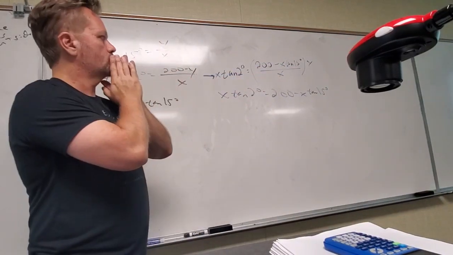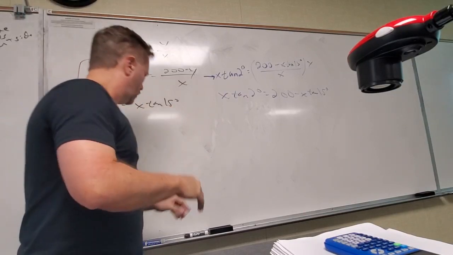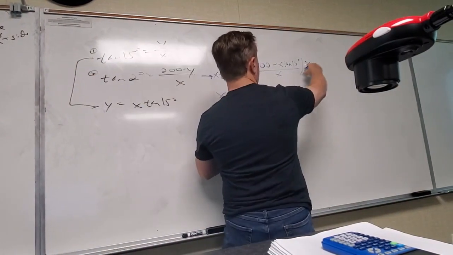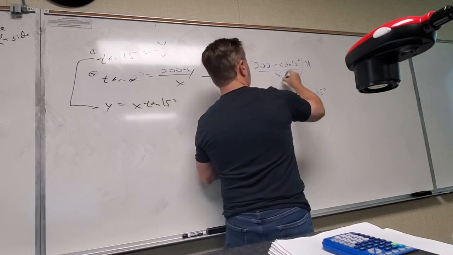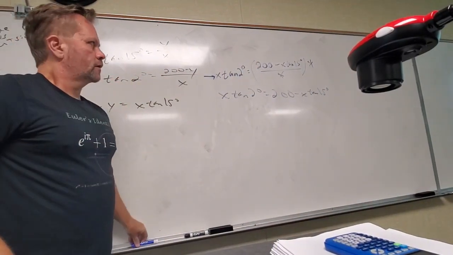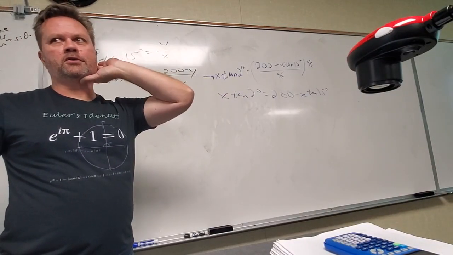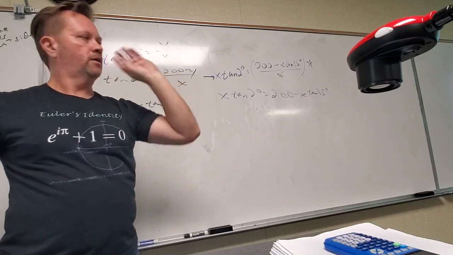I'm confused: if you multiply it by x, wouldn't it be 200x? No, because what happens right here is it cancels, which is why we multiply by x in the first place. Don't make this quadratic. You don't want a quadratic trig problem yet.